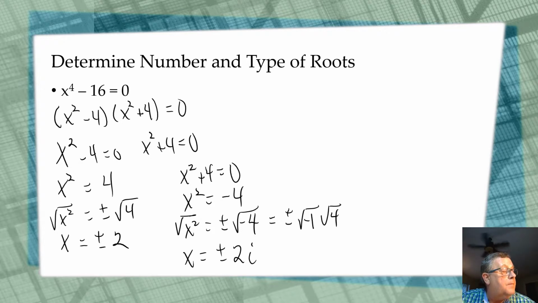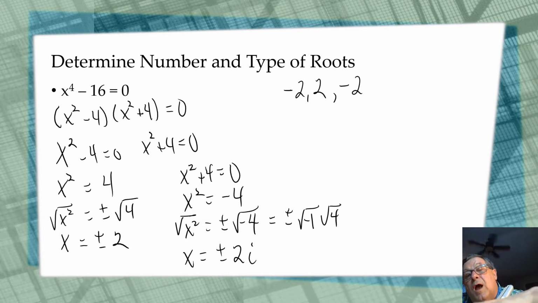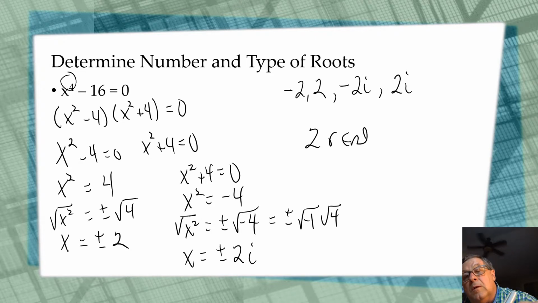How about that? So what are our zeros? Well, I've got negative 2, I've got positive 2, I've got negative 2i, and I've got positive 2i. There's my 4 zeros. I had x to the 4th, so I got 4 zeros. And real, imaginary, well, I got 2 real and 2 imaginary.